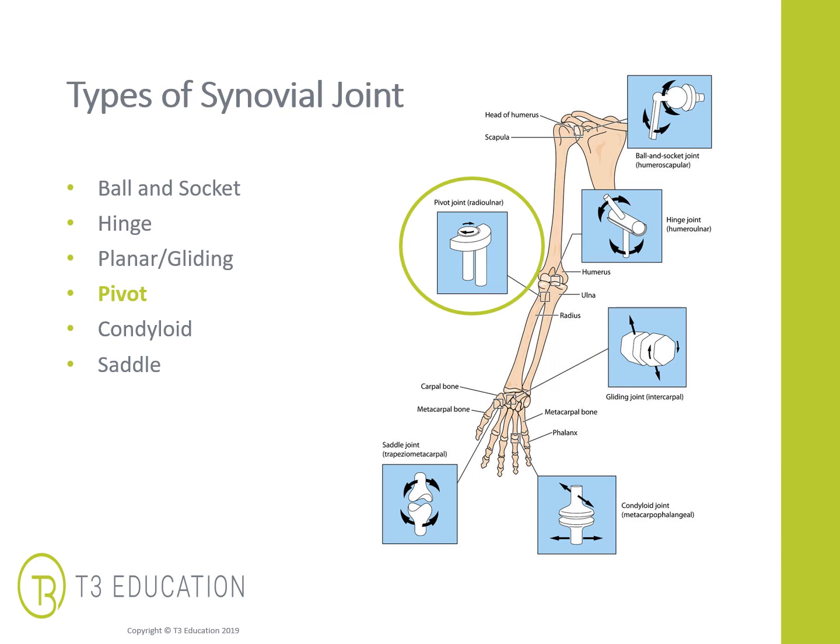Pivot joints. We're going to look here in the forearm between the ulna and the radius. A pivot allows turning within a ring, for example, in the radio-ulnar joint. And what this allows us is pronation and supination, so that rolling over of the forearm.